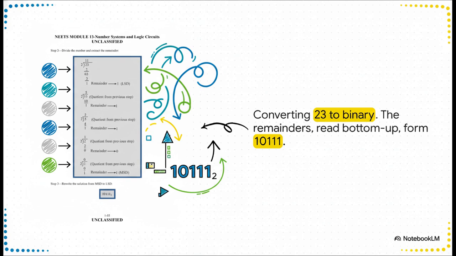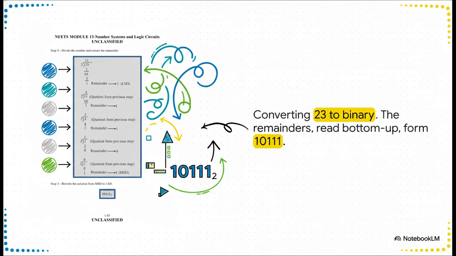Okay, so 23 divided by 2 is 11, with the remainder of 1. Got it. Now, we take the 11. 11 divided by 2 is 5, with a remainder of 1. Okay, 5 divided by 2 is 2, with another remainder of 1. Next, 2 divided by 2 is 1, with a remainder of 0. And finally, 1 divided by 2 is 0, with a remainder of 1.